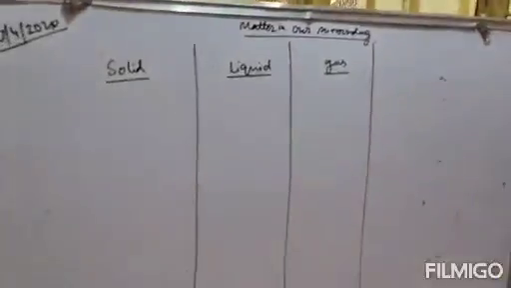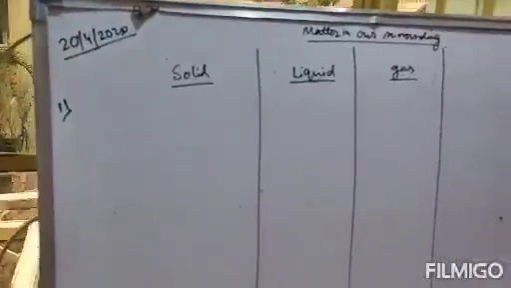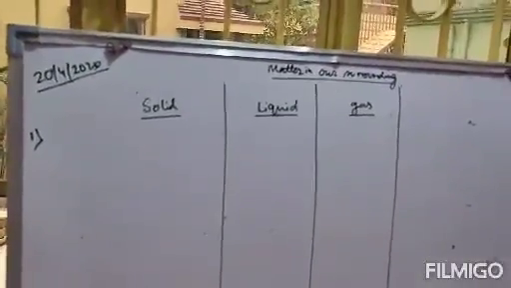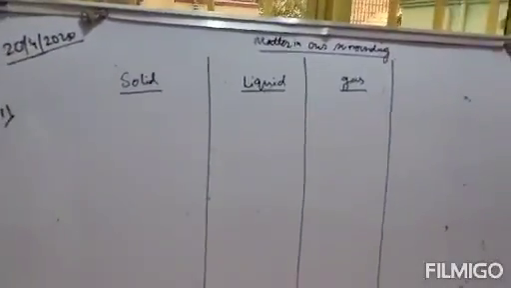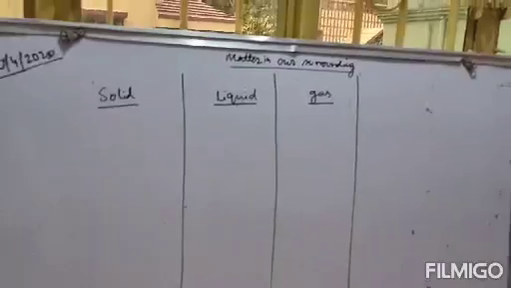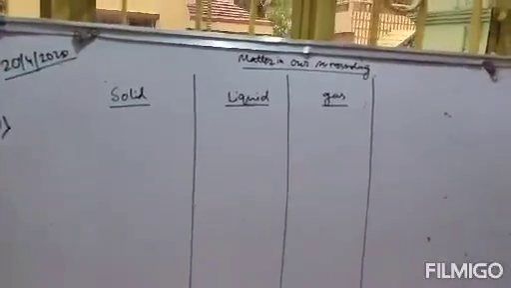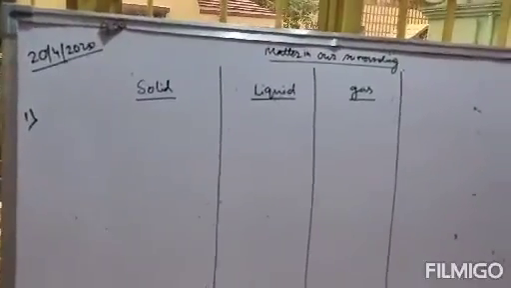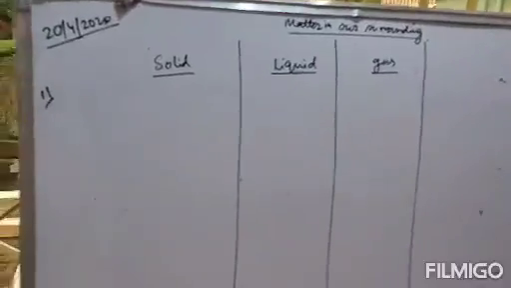Clear? Now, number one property, solid. Number one property is there is a strong intermolecular force between the solid molecules. We have studied that there is an attractive force between the molecules of matter. Now, this attractive force is termed as intermolecular force of attraction.